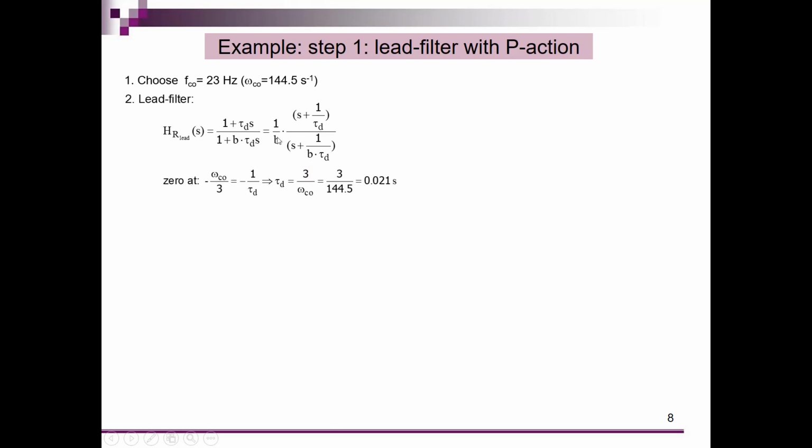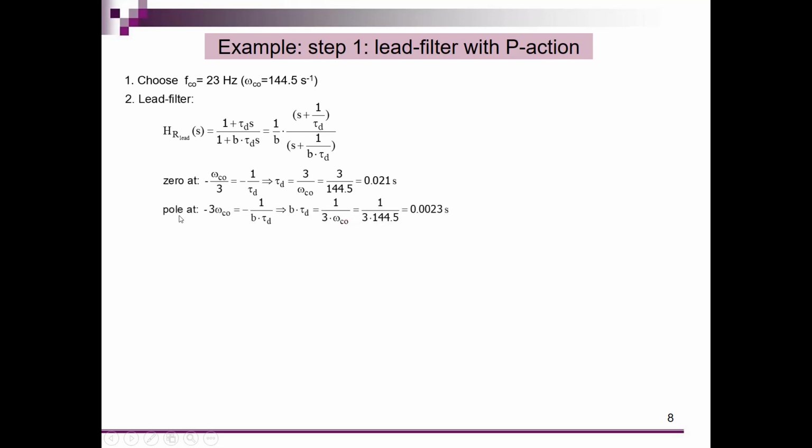So we put the zero at omega crossover over 3, and that equals 1 over tau d, so we can say tau d is 3 over omega crossover. In this case, it's 3 over the crossover frequency in radians per second, so 3 over 144.5, so my tau d is 0.021 seconds or 21 milliseconds.